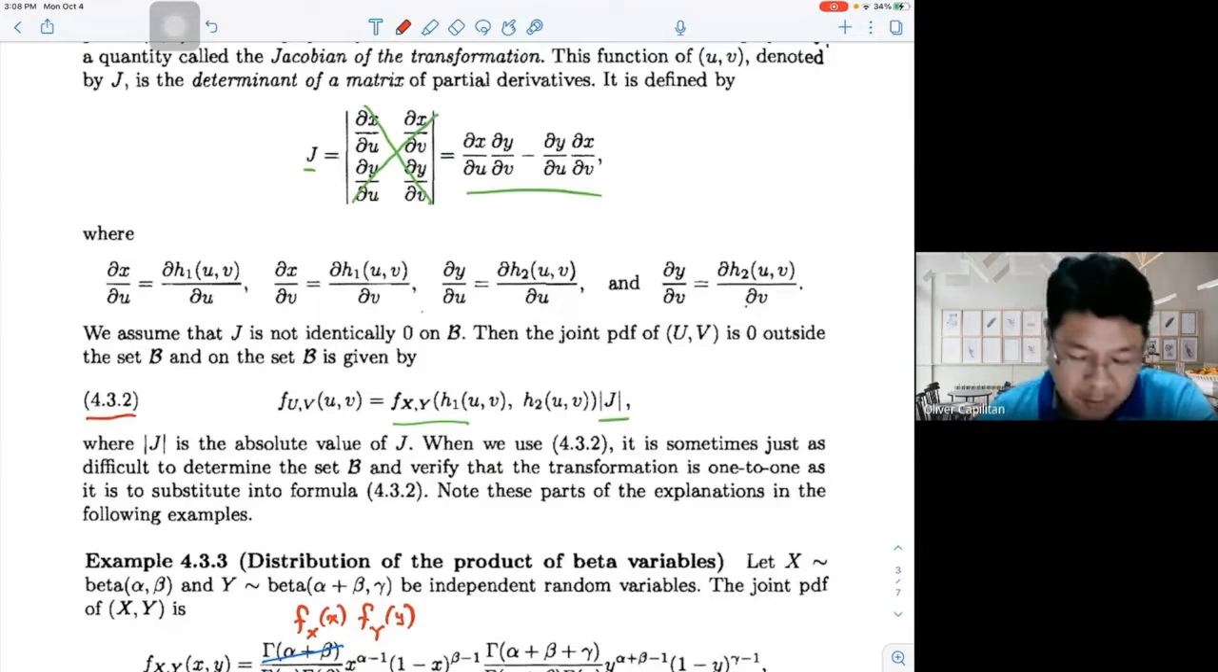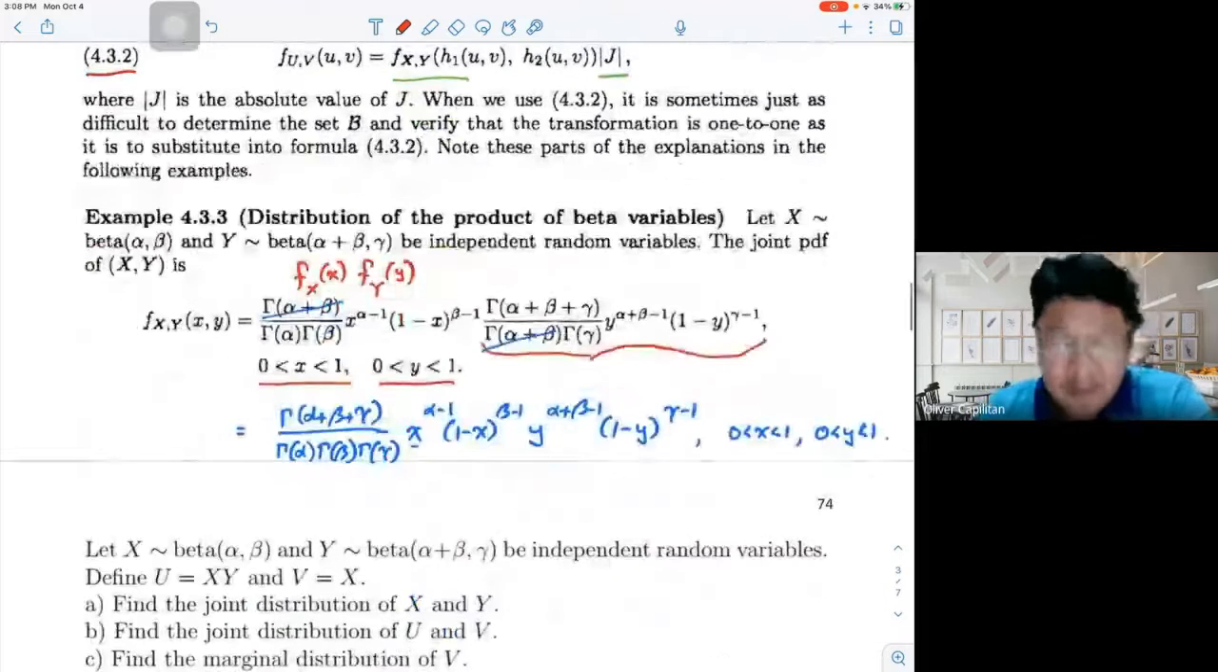Actually, we stop at this particular example here. Say we have the distribution of the product of beta variables, X having a beta alpha beta, and Y having a beta alpha plus beta gamma distribution. And these are independent random variables. If we are going to determine the joint PDF of X and Y, since these two random variables are independent, we have the product of their marginal probability distribution functions.